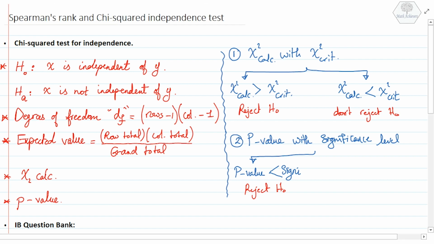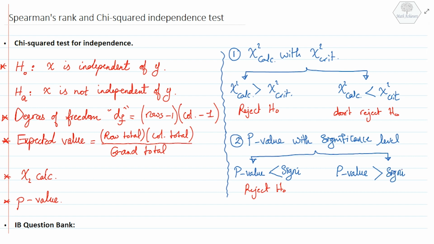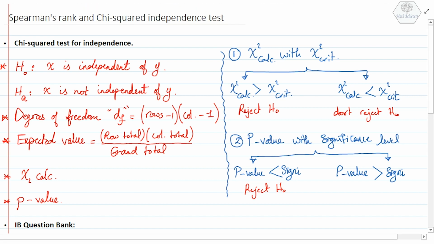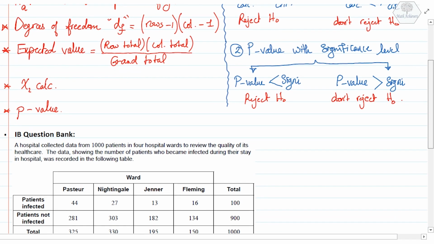If the p-value is greater than the significance level, then we don't reject H naught. I hope it's clear. Now, let's solve an example from the IB Questionbank.